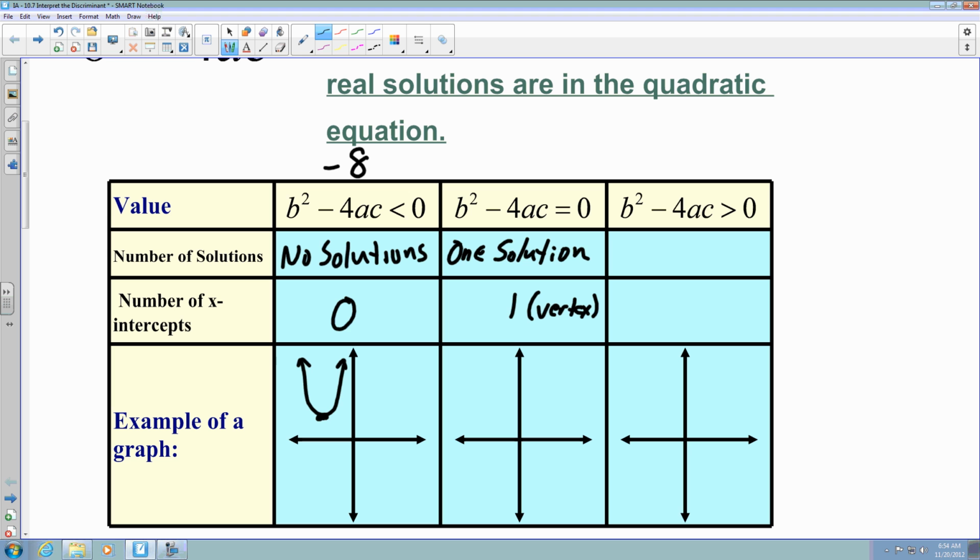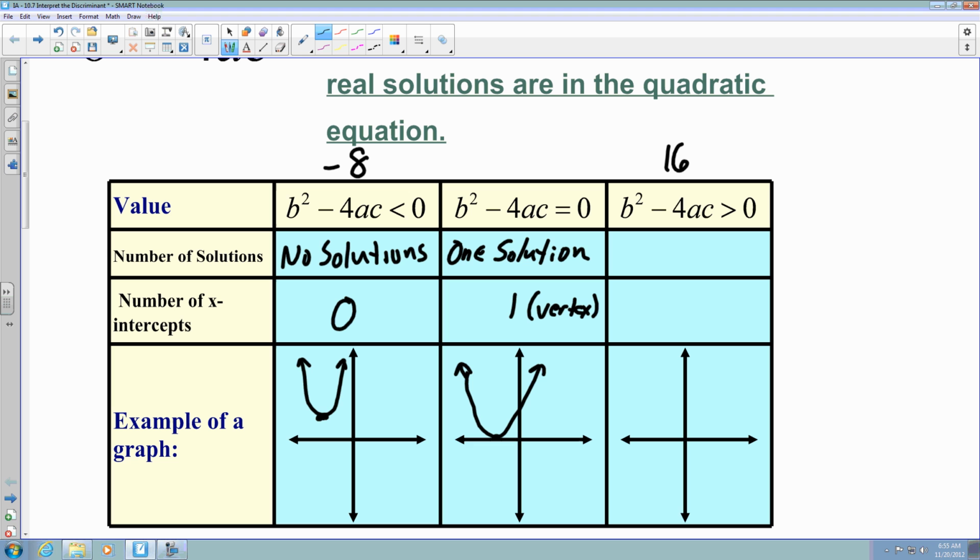And an example of this on the graph would be something like this. And it would land right on the x-axis. So the vertex would be right on the x-axis. For the last one, b squared minus 4ac would be greater than 0, which means that it's positive. So say, it's like 16 or something.